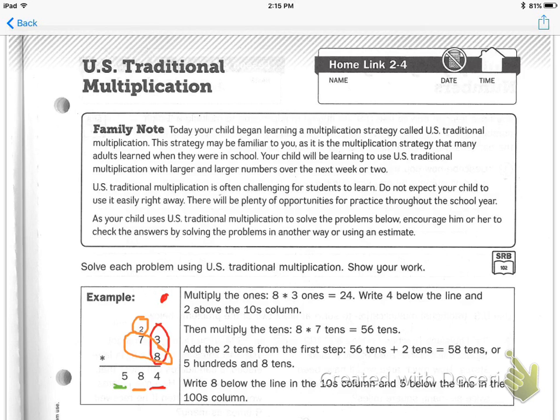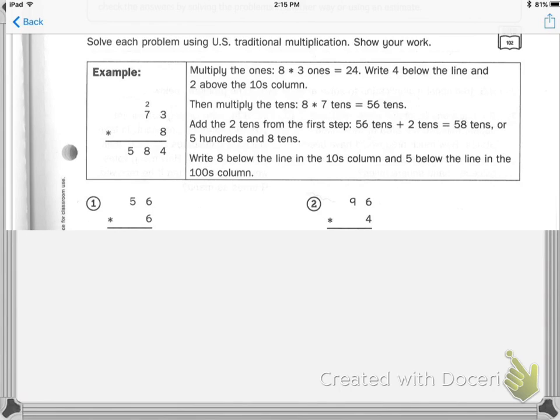All right, let's do one together now. Our first problem says 56 times 6. First step, multiply my ones. 6 times 6 is 36. I have 6 ones with 3 tens. My 3 goes above my 5. 6 times 5 is 30. 30 plus 3 is 33 tens, or 3 tens and 3 100s.